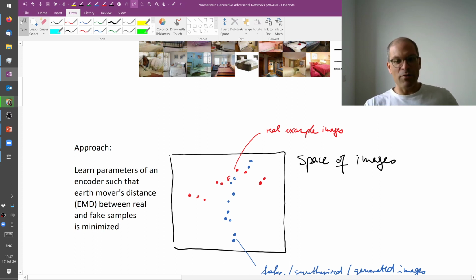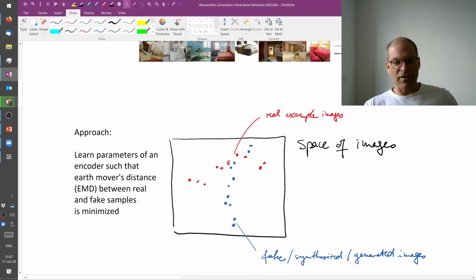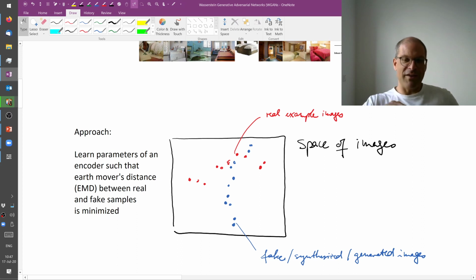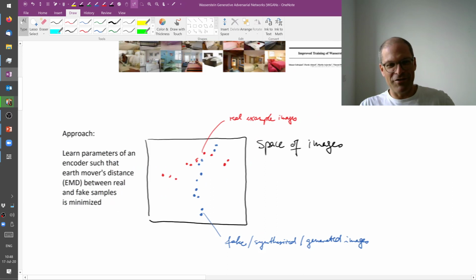And, well, we have fake or synthesized or generated images. Ideally, of course, all the synthesized images, or all the blue points, should be where the red points are. But in this example that I drew or invented here, the result is not yet perfect, just to highlight the differences a bit more clearly.